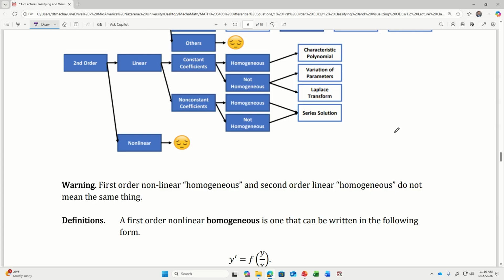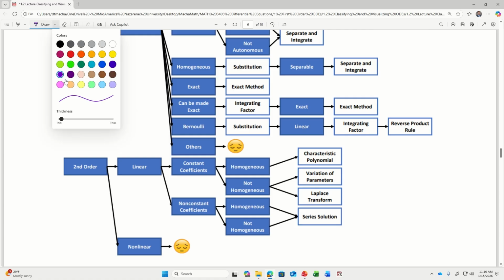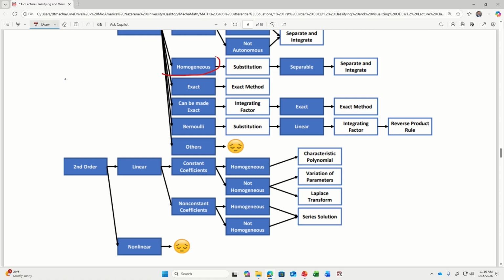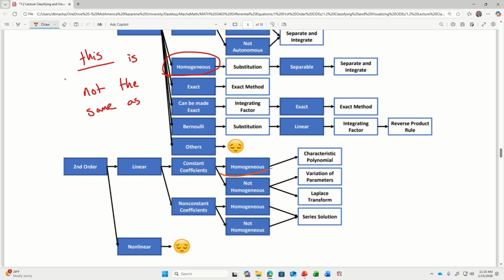One little warning, though, is that the word homogeneous appears twice or even 3 times. But this is not the same as this.